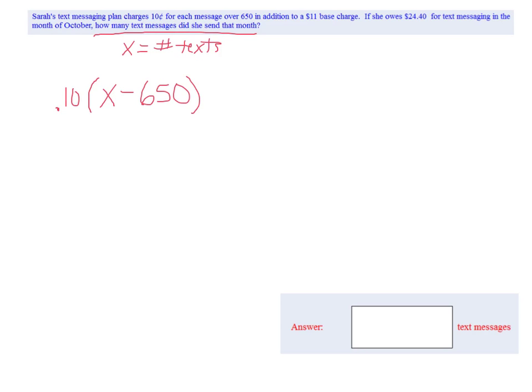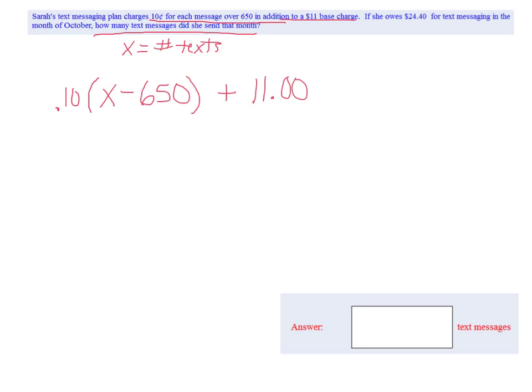And those are the ones that are going to have to get multiplied by 10 cents. All right, so that's my first part. That's the 10 cents for each message over 650. In addition to, that'd be a clue I should be adding, to an $11 base charge. So no matter how many texts she has, she's going to have to pay this $11. So I'm going to add $11 to that.